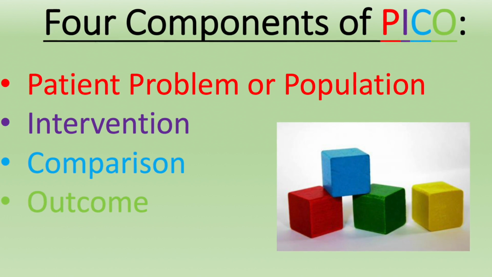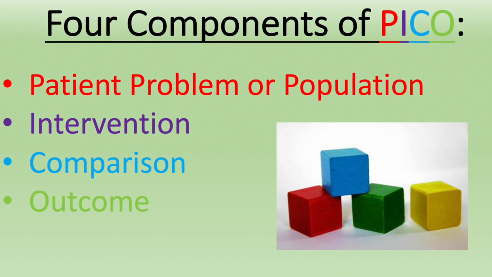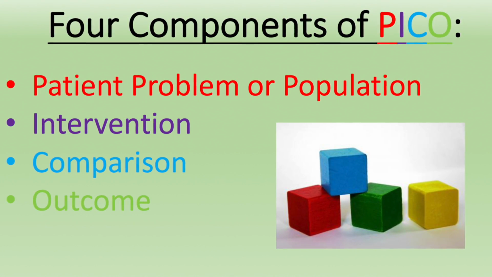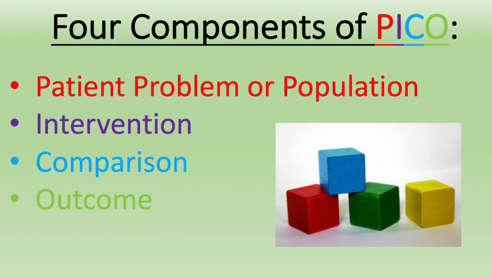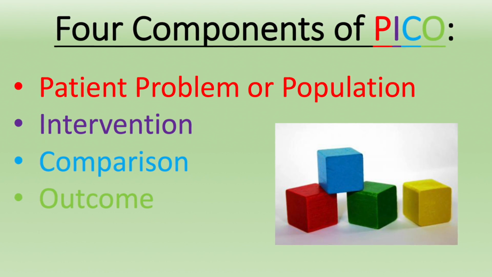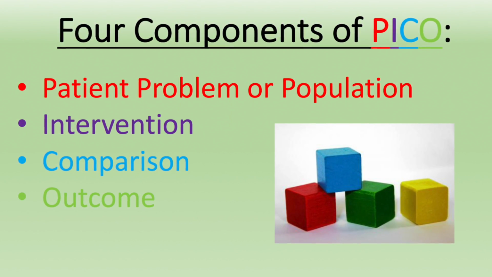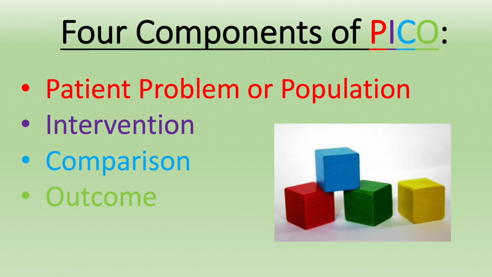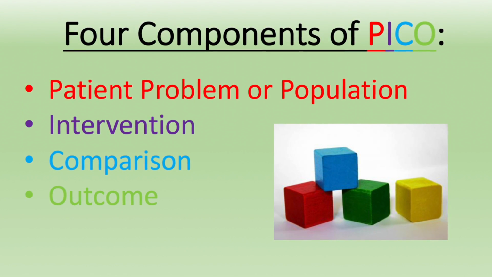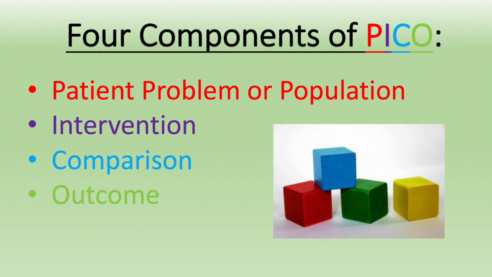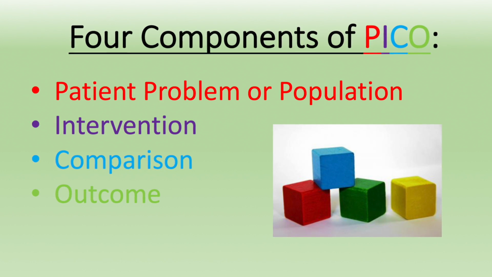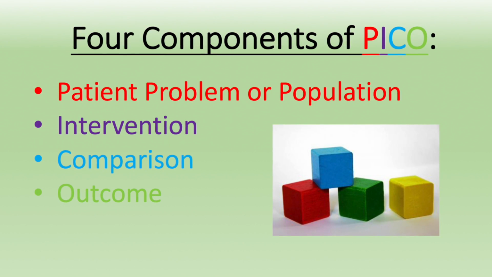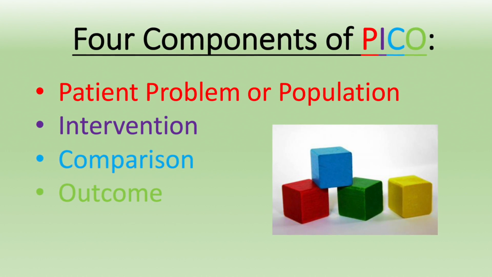PICO is an acronym in which the P stands for patient, problem, or population, the I is intervention, which is the main treatment plan considered, C, comparison, that is comparing the intervention to an alternative treatment or the intervention itself, O is the outcome, which is what you are trying to achieve or improve. Once the clinician is able to recognize all four components, he or she will be able to construct a well-built clinical question.